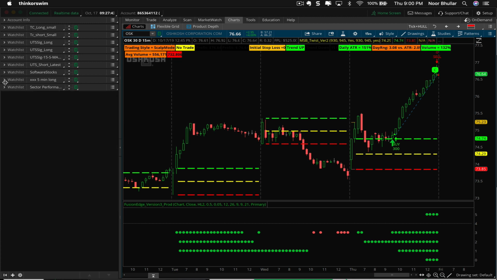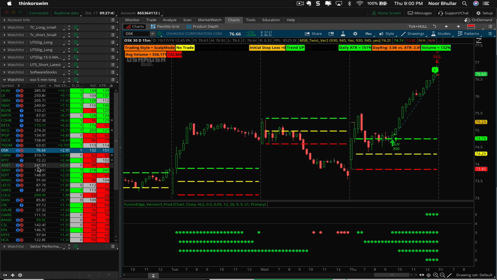So now let's take a look at the 5-minute list. I was looking at a 5-minute list, and what I want to focus on is these three columns today. When you have a large number of stocks, how do you figure out which stocks offer you the best probability of a trade?